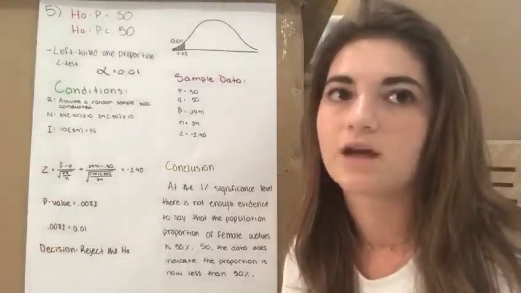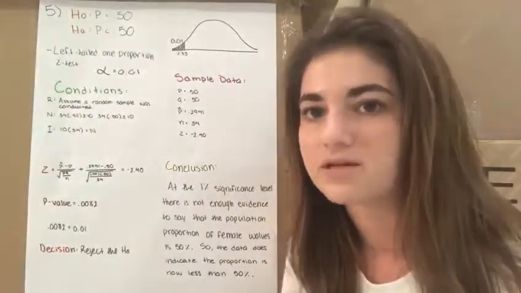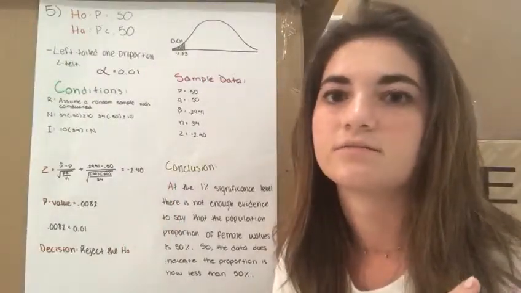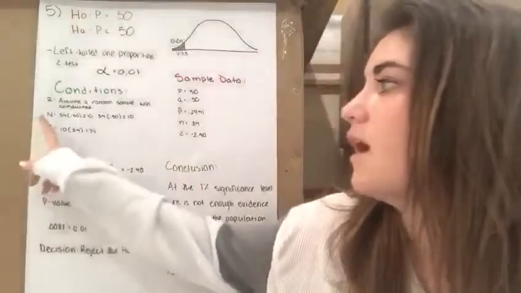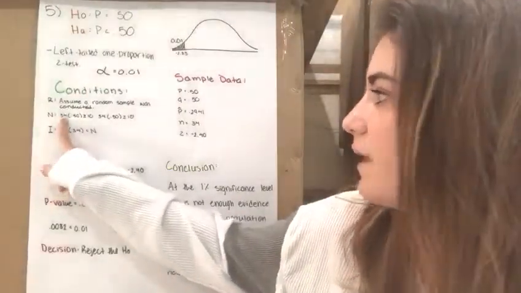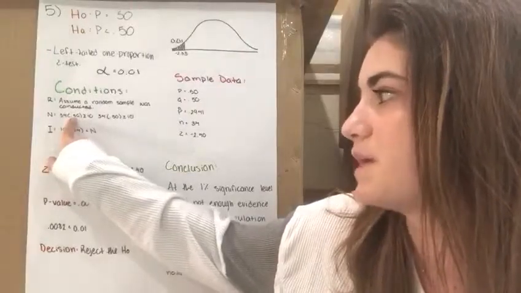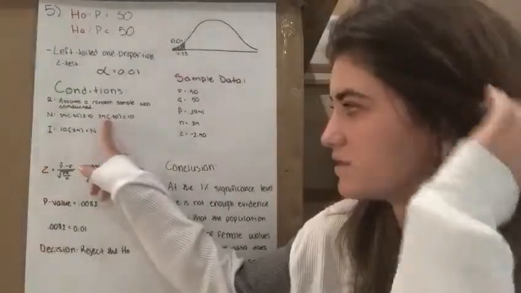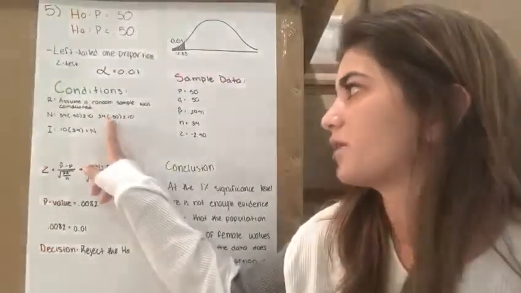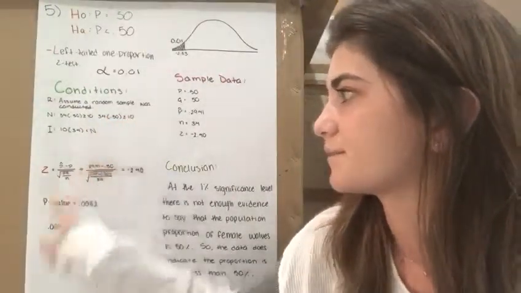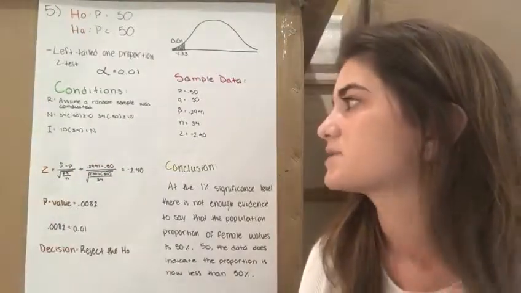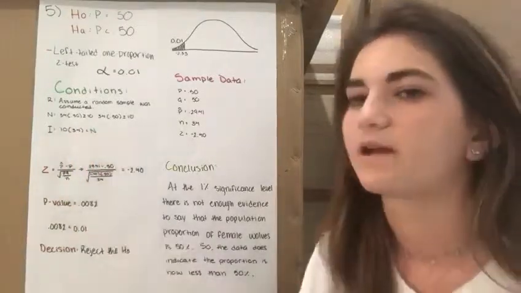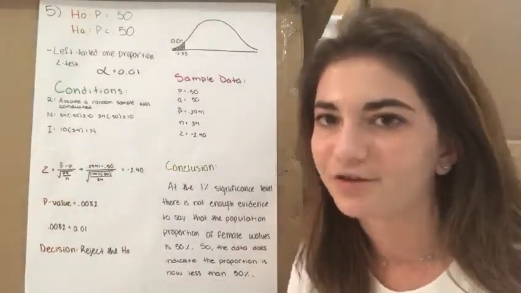In the problem, it's not stated that it's random, so you have to assume that a random sample was conducted because it doesn't say it. For normality, you have to do n, which is 34, times p, which is 0.50, and that's greater than 10. Then you also have to do 34 times q, which is 0.50, which is also greater than 10. Then for independence, doing the 10% condition, you would do 10 times n, which is 34, is less than all the wolves that there are ever.